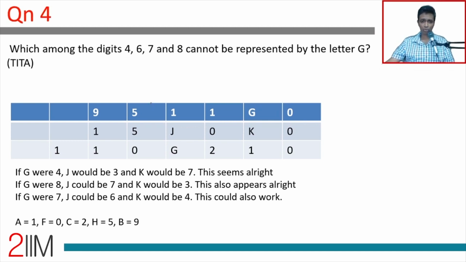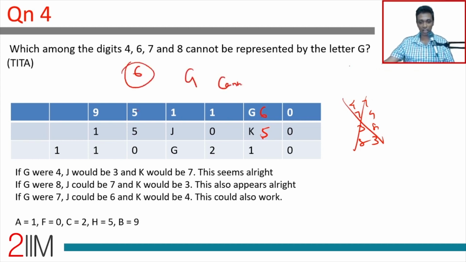Which among the following digits 4, 6, 7, 8 cannot be represented by the letter G? We had 4 and 7, 7, 4. We had 3, 8, 8, 3. 6 is not even possible. If this were 6, this has to be 5. H is 5. So K cannot be 5. G cannot be 6. 6 is the answer. So it is not possible for it to be 6.